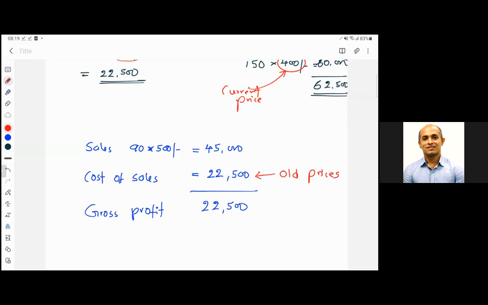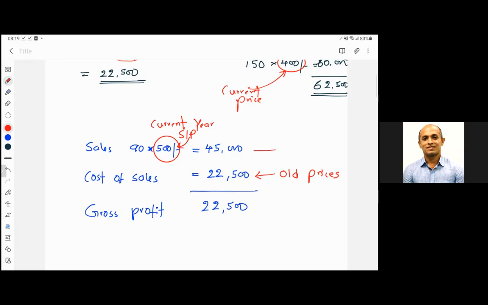So during the year, you have sold 590 units at 500. The current price of your product is 500. So this 500 is the current year selling price.